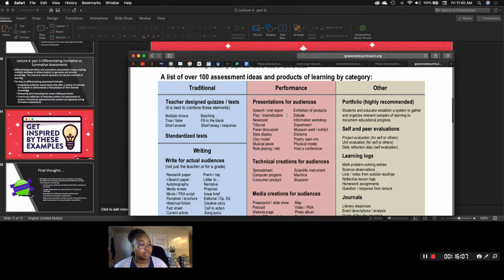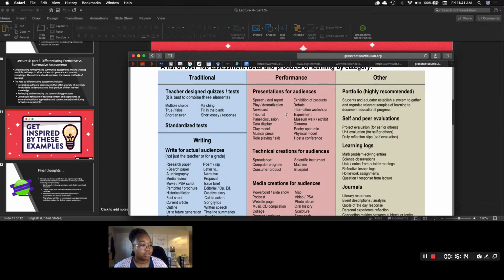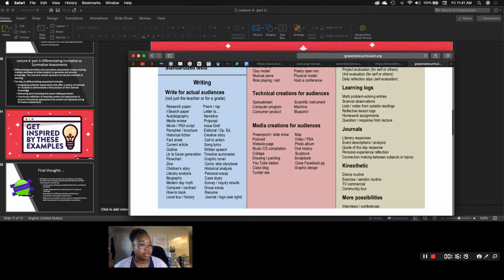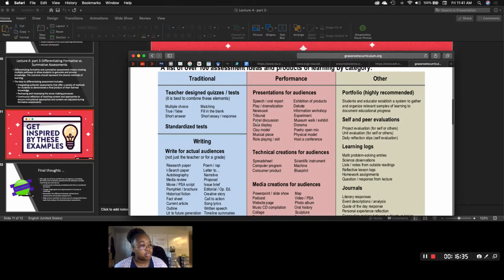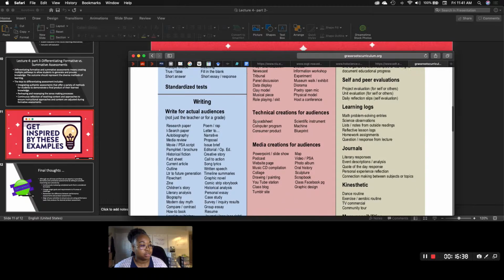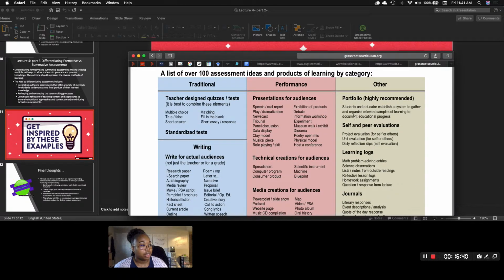Here we have a list of over 100 assessment ideas and products of learning by category. So here are the traditional ways: teacher-designed tests, quizzes, standardized tests, and then writing. Write for actual audiences, which used to be our end of course exam for 11th and I think it was 9th graders. Yeah. So here are some performance tasks that you can try to do, and if you want any instructions on how to do these things, please let me know. And here are some other things.